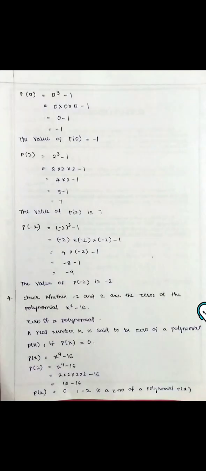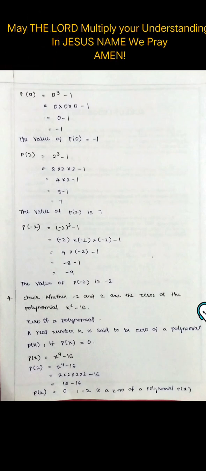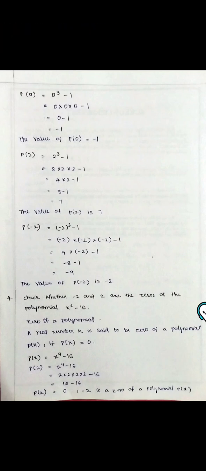p of 0 is equal to 0 cube minus 1. What is 0 cube? 0. 0 minus 1. The value of p of 0 is minus 1. p of 2: if we replace t in t cube minus 1 with 2, we get 2 cube minus 1, 2 into 2 into 2 minus 1. That means 4 into 2 minus 1, 8 minus 1, which is 7. We'll go step by step because we might get confused if we don't. So the value of p of 2 is 7.